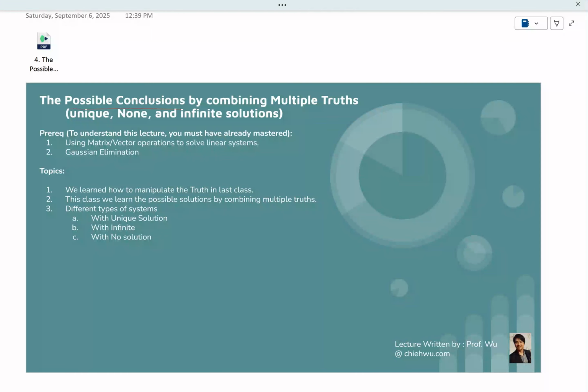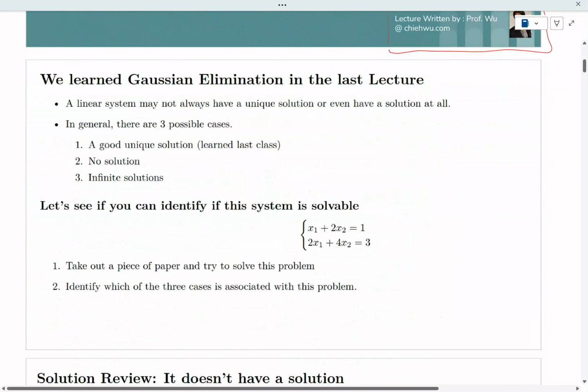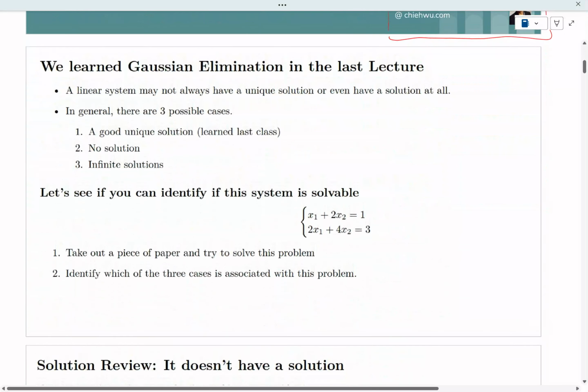In order for you to understand this lecture, make sure you already went through the lectures on matrix vector operation, as well as the basics of Gaussian elimination and what we've done so far. Okay, so let's get started. I am Professor Wu. We learned Gaussian elimination in the last lecture, right?